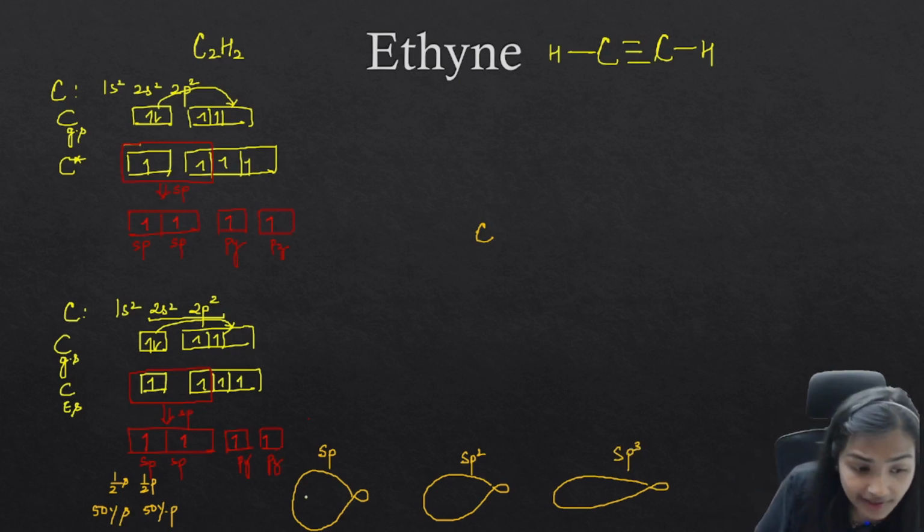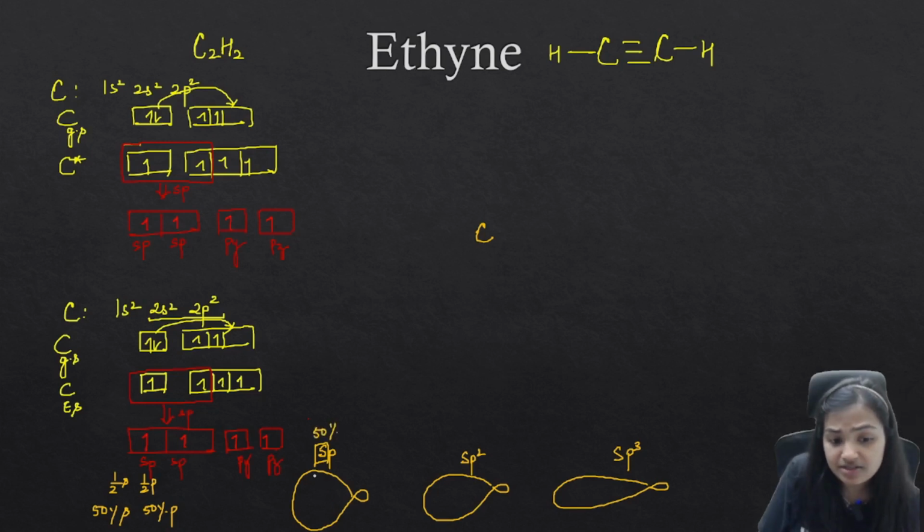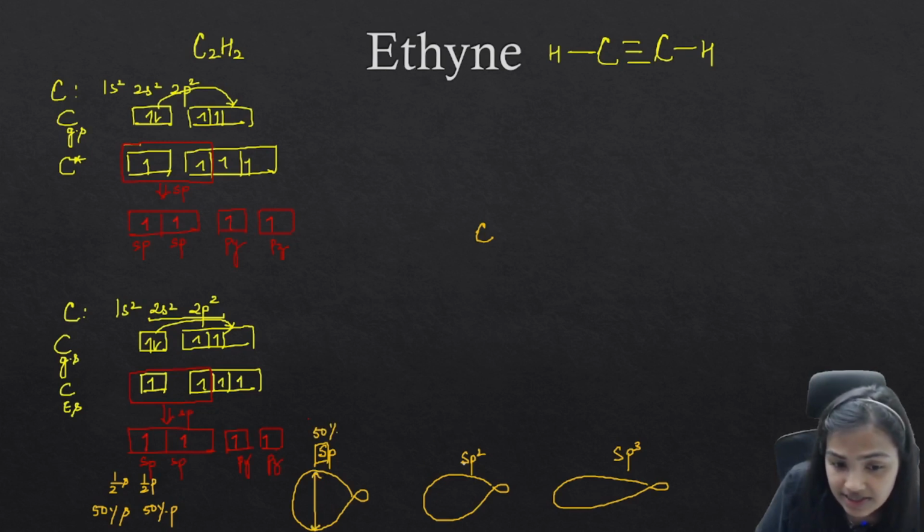Actually, here we have a maximum percentage of s character. The s character is responsible for the thickness of the lobe. So here if the s character is 50%, which is the highest, that's why this is the thickest lobe. Okay, and here the s character decreases. How much is it now?